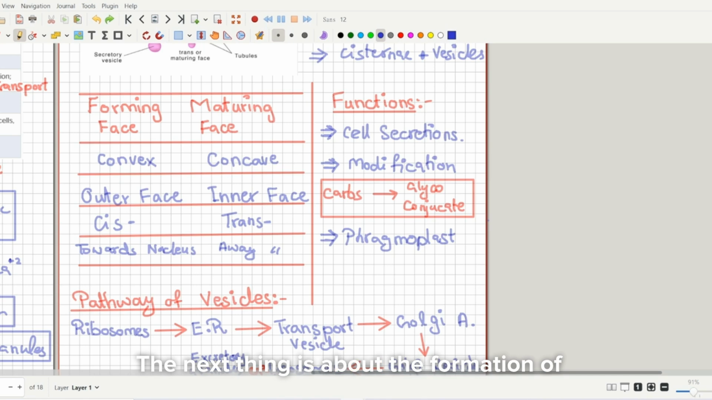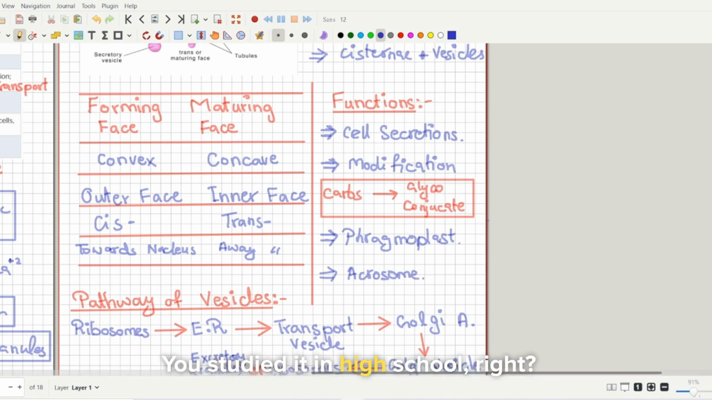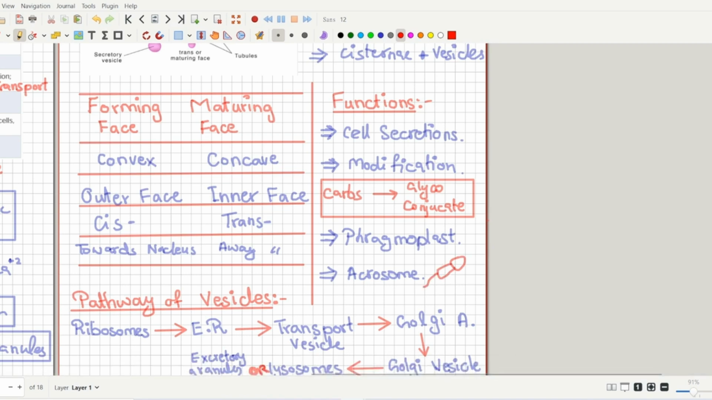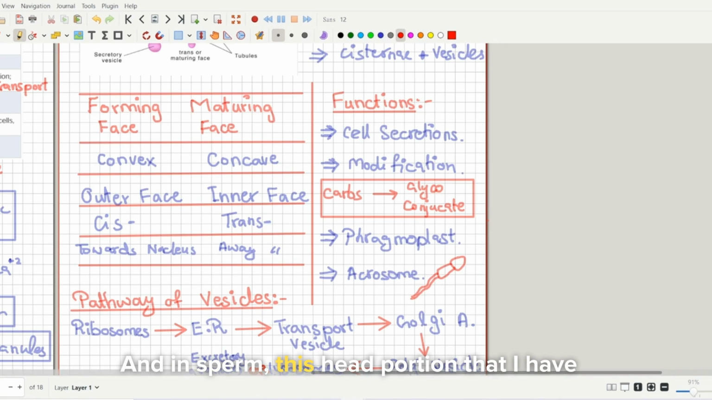The next thing is about the formation of acrosomes. What is an acrosome? You tell me. You studied it in high school, right? Acrosome is actually the head of the sperm. If I create a sperm like this, this is your sperm cell. And in sperm, this head portion that I have highlighted is actually the acrosome, that causes the penetration into the egg cell. So the tip or the head of the sperm is called the acrosome.